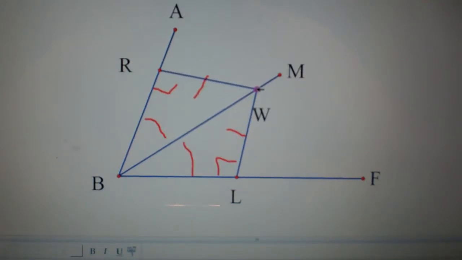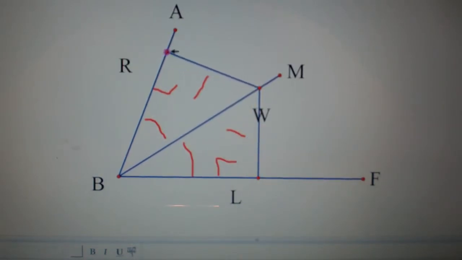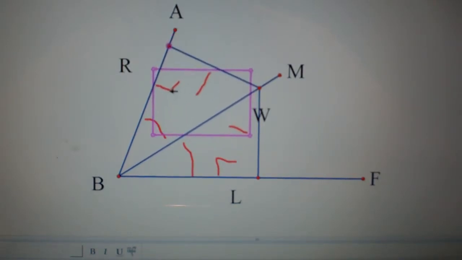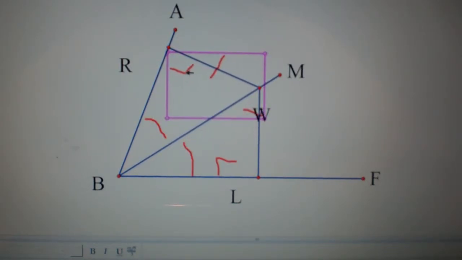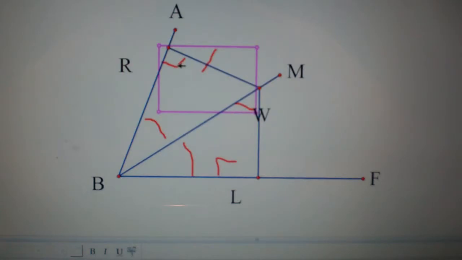So if I move this here, then I need to move this to a perpendicular here, and I need to move this one to a perpendicular here. So that we have this kind of thing going on. Now let's go ahead and throw that away. We'll throw this away.